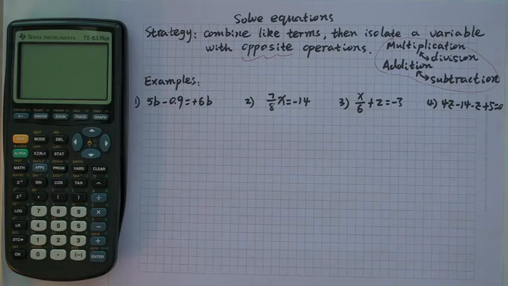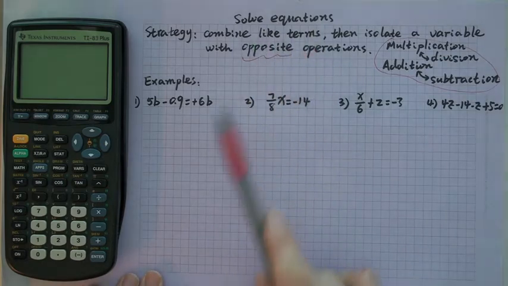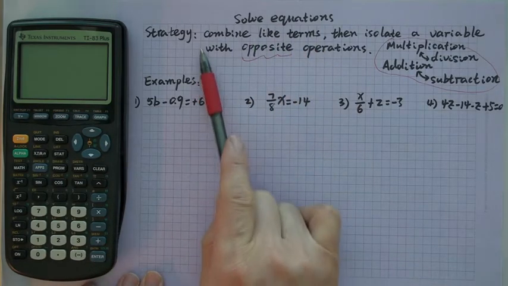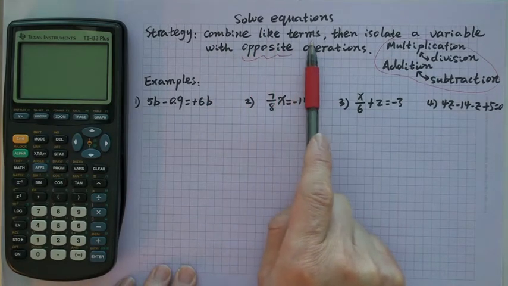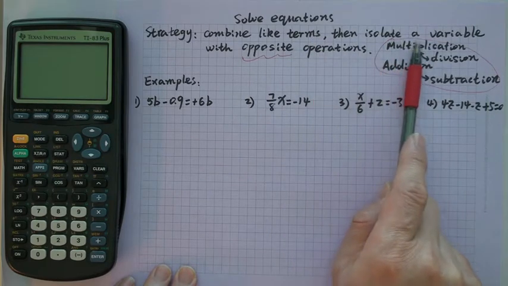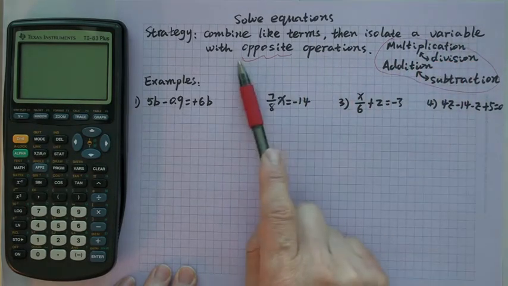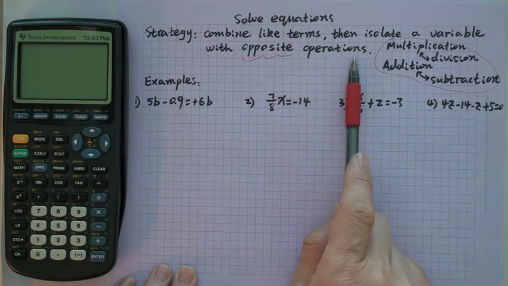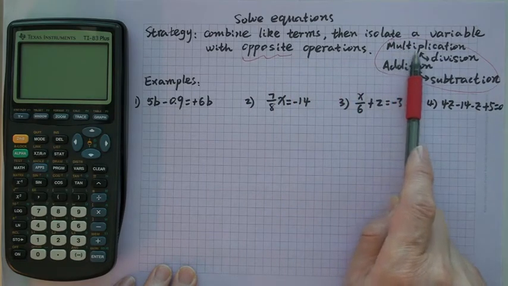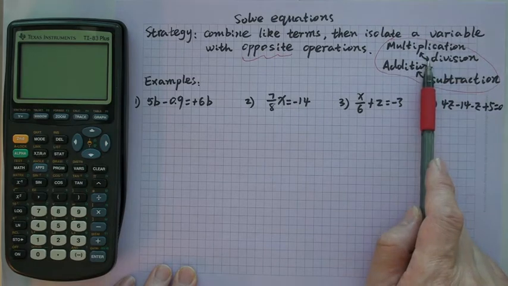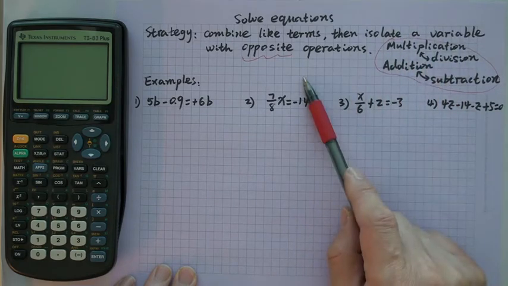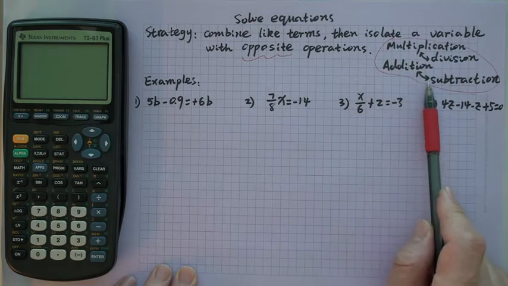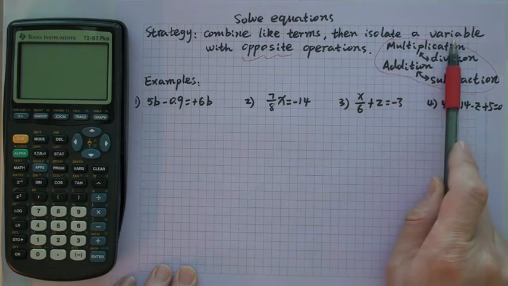In this lecture, we will talk about how to solve equations. The strategy for solving equations is to combine like terms, then isolate a variable with opposite operations. So when you see multiplication, you want to use division to isolate a variable. When you see addition, you want to use subtraction to isolate a variable.